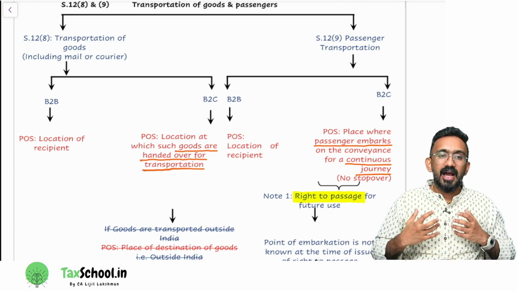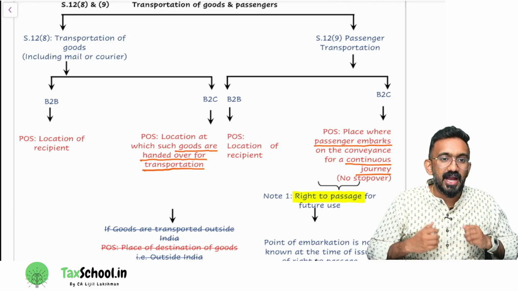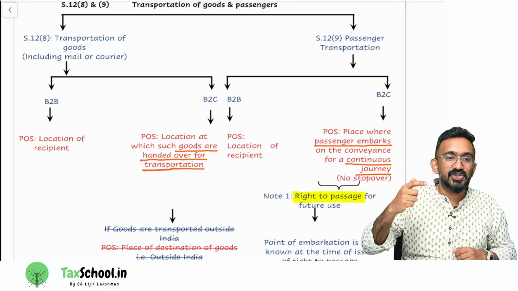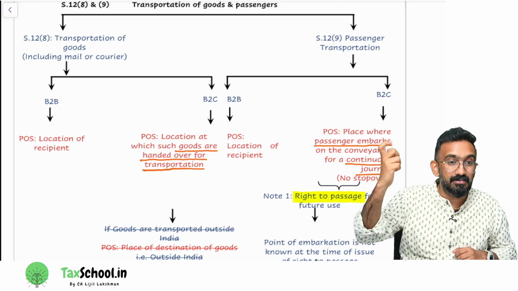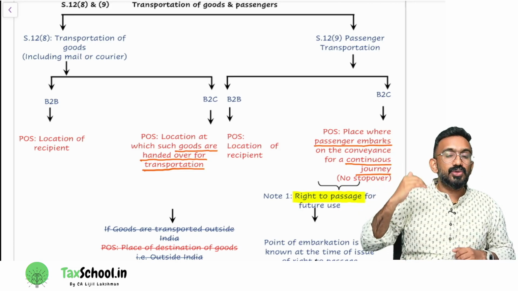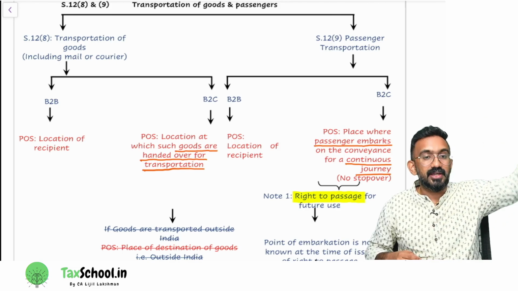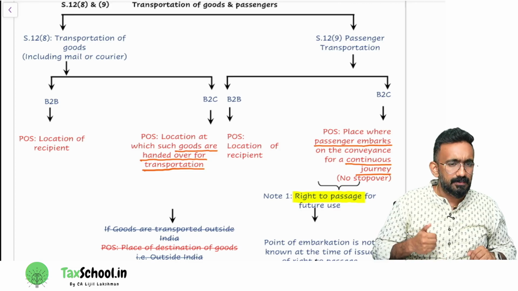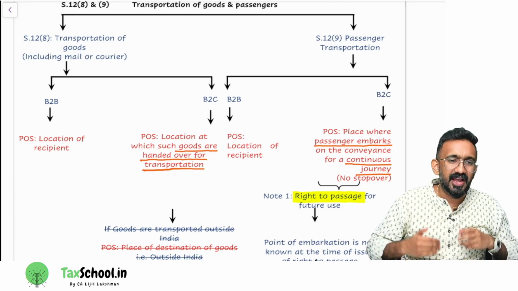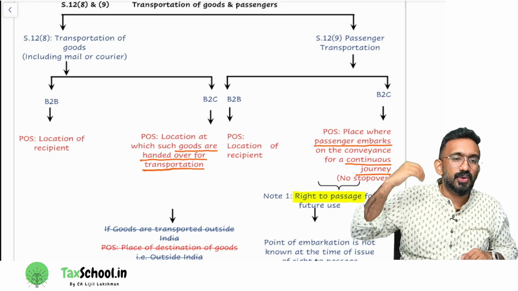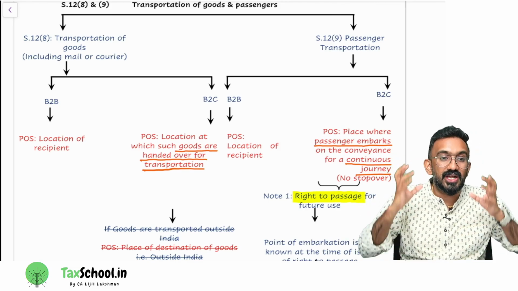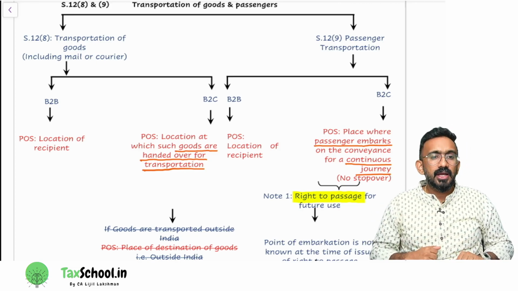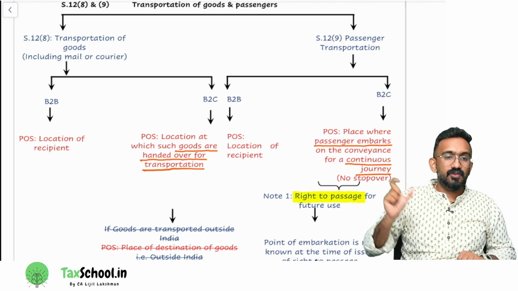Suppose I have a GST number, and I handed over the product from Chennai, but the bill is given to my GST number in Kerala. What will be the place of supply? Kerala, the location of recipient. It will become B2B. What if the goods are going from Chennai to Dubai? It will again be B2B, location of recipient; B2C, where I handed over. So even if the goods are going outside India, it will be the location where the goods are handed over to the courier agency.